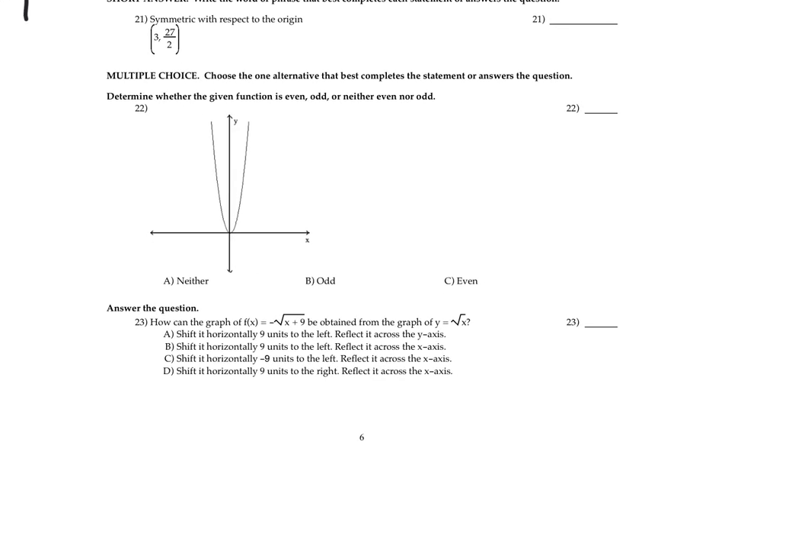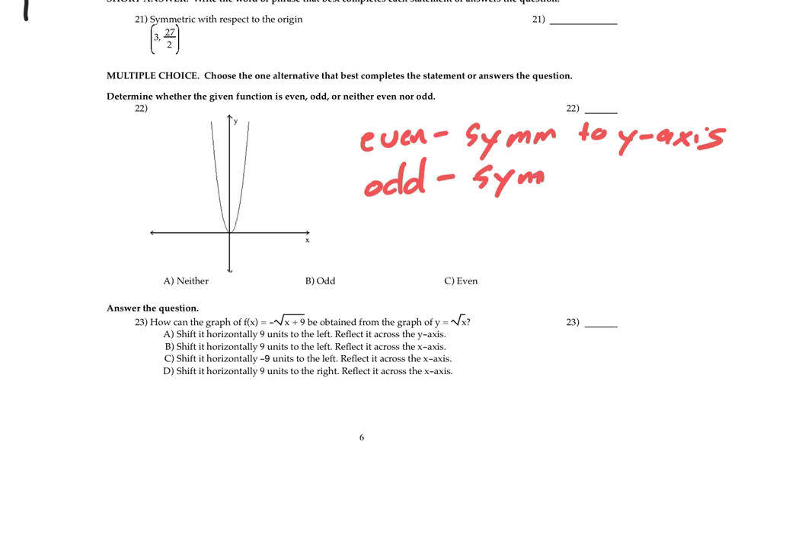On 22, just remember that even is symmetric to the y-axis. Odd is symmetric to the origin. And what we talked about on Monday was, the way I remember it, odd and origin. Okay, kind of an easy way to remember it. So is it symmetric to the y-axis? Is it symmetric to the origin? And if it's neither one of those, then we would say neither. Those are your only three options: odd, even, or neither.